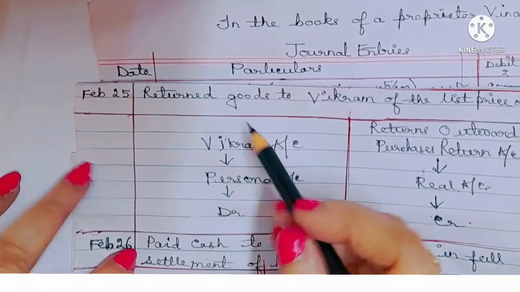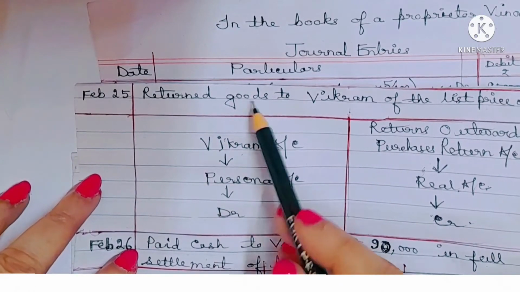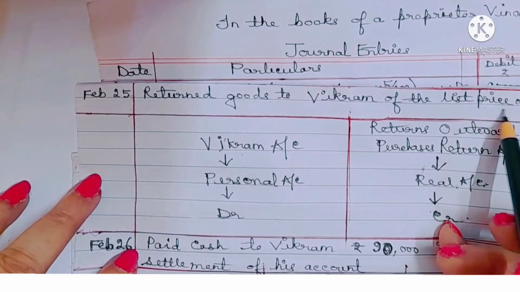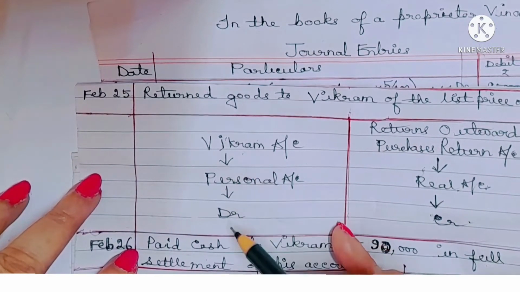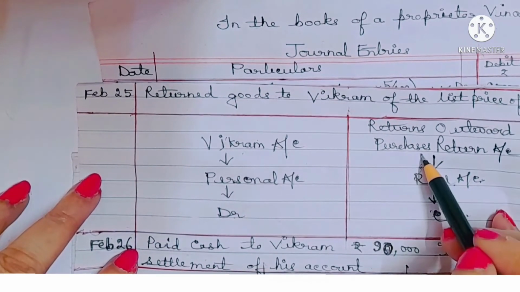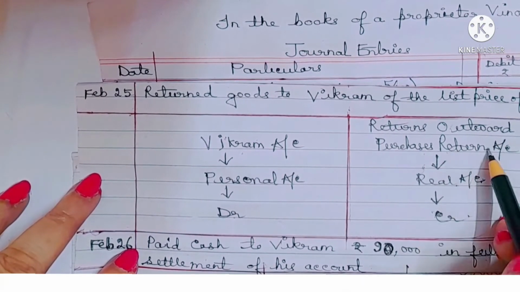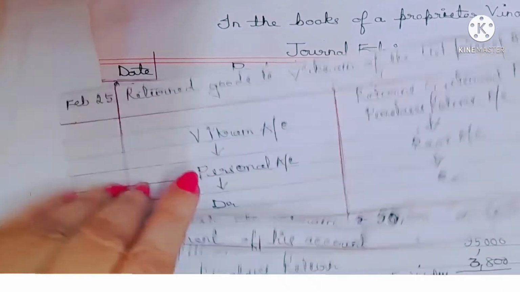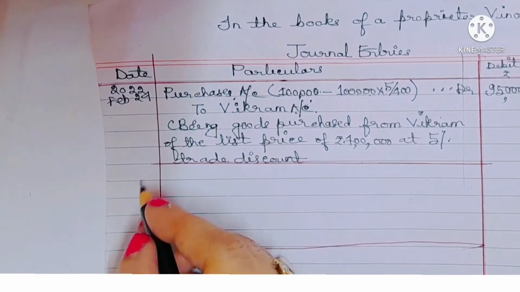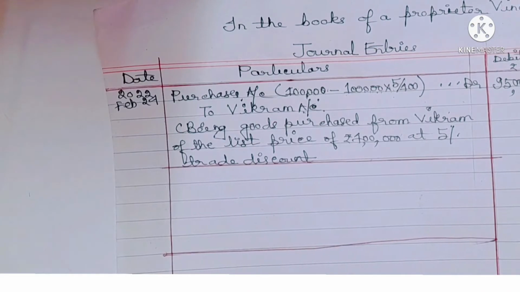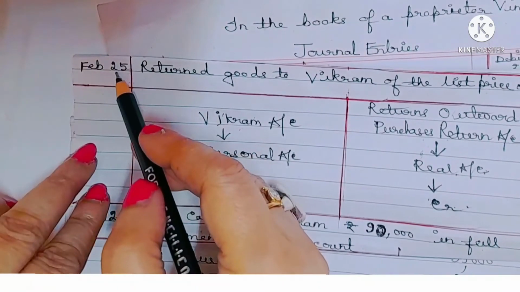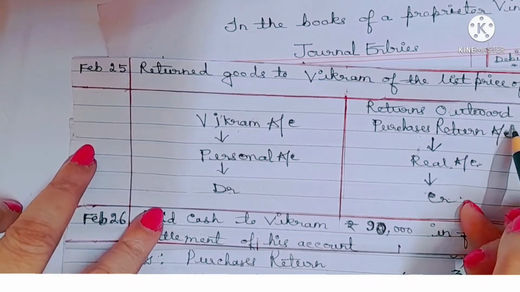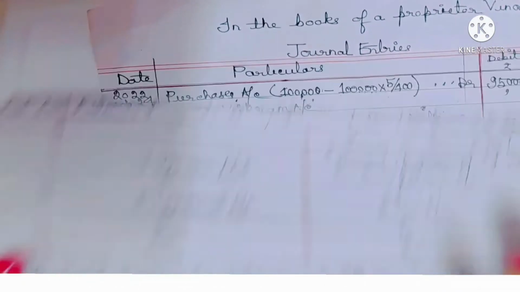Now see the second transaction. Return goods to Vikram of the list price of 4,000. Vikram account debit, returns outward or purchases return account credit. So let's do it. The date is February 25th. And I'll show you the calculation. Amount is 4,000, but it won't be 4,000. I'll tell you why.